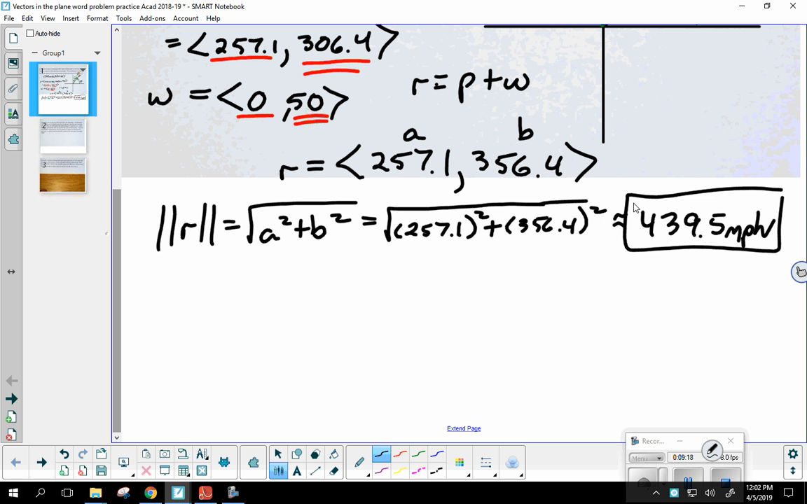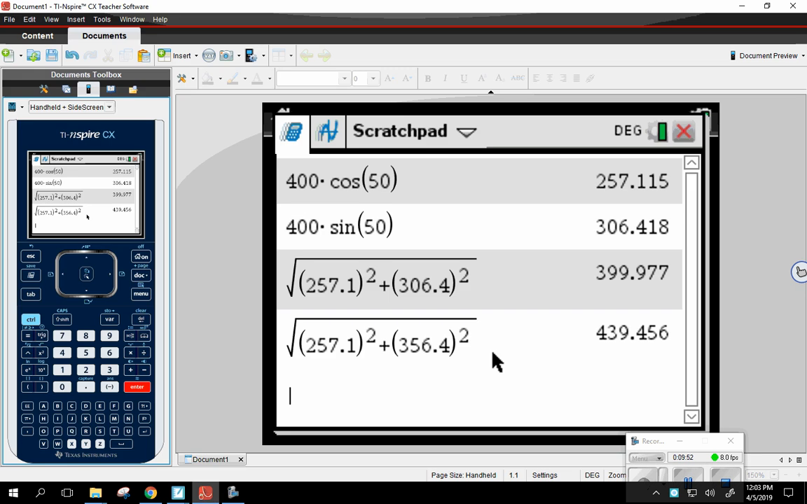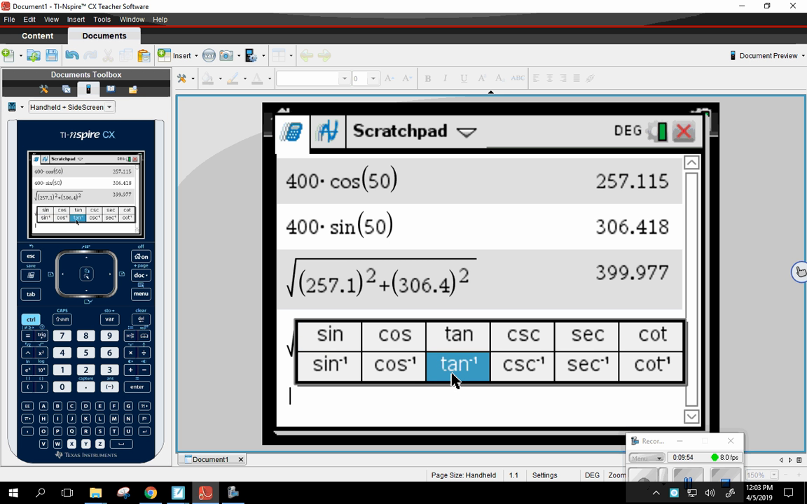Okay, one more thing. Now we got to find theta. So tangent of theta is equal to B divided by A. So here, in order to find theta, what am I going to have to do to tangent? Take the inverse. So tangent inverse of B over A, make sure I get the right number this time, 356.4 over 257.1, is going to give me theta, which is about, let's see what that turns out to be.